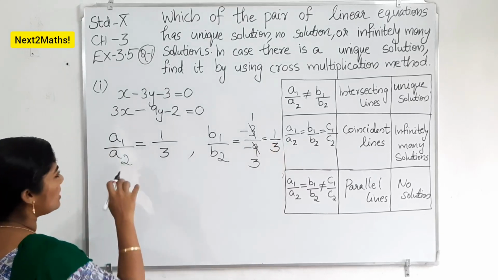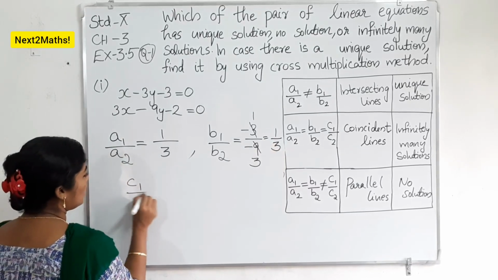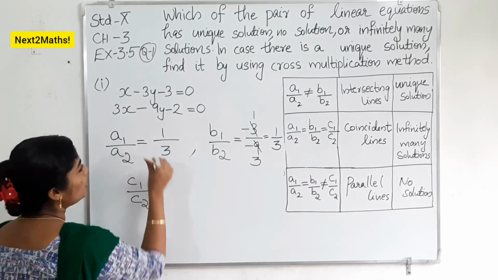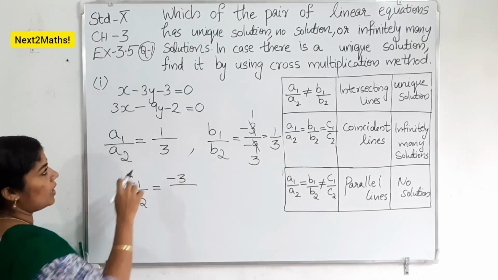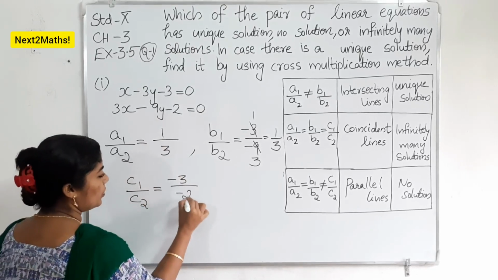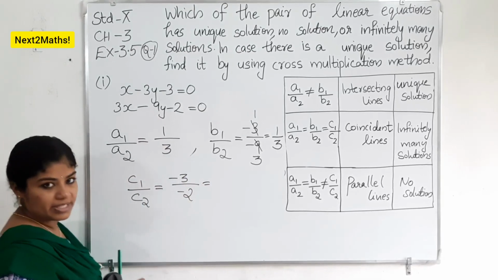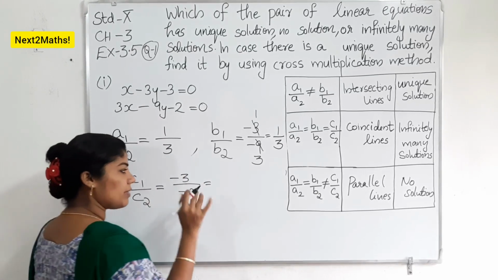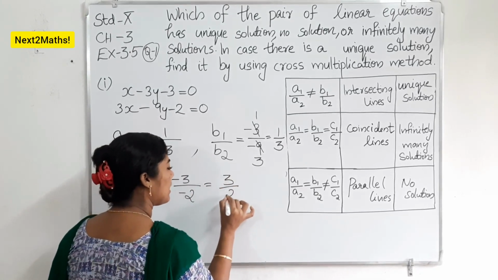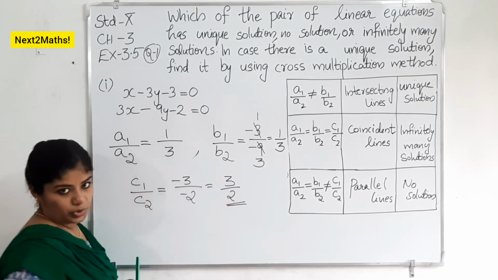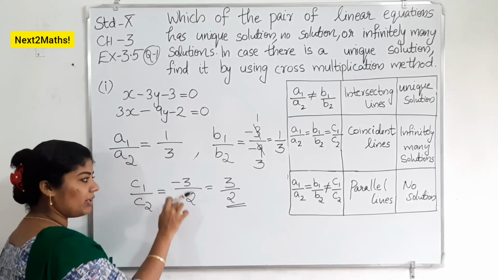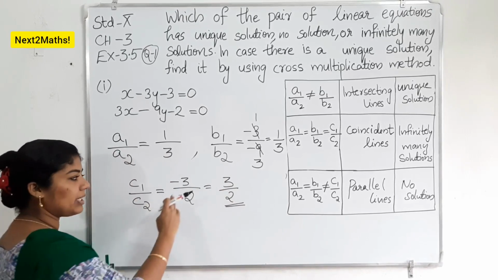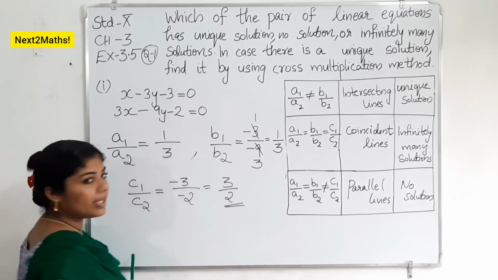Okay. So what is the next one? C1 by C2. C1 divided by C2 is equal to, C1 is this place, minus 3, divided by, what is C2? Minus 2. So again both negatives are coming, negative and negative, so you can cancel that. You can directly write 3 by 2. If both numerator and denominator are negative, in your answer you do not need to write that negative symbol.